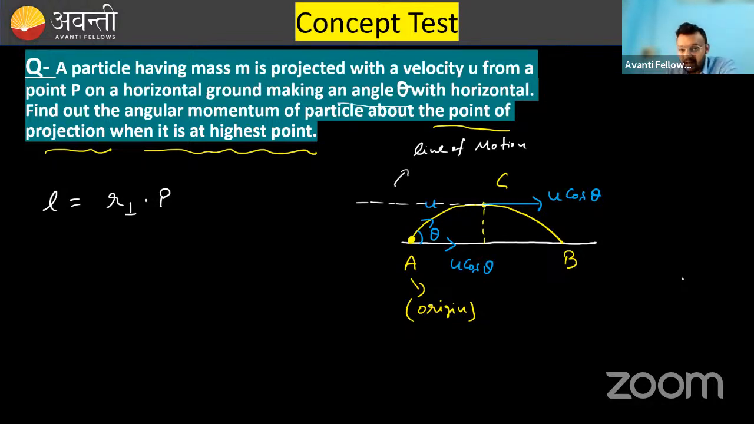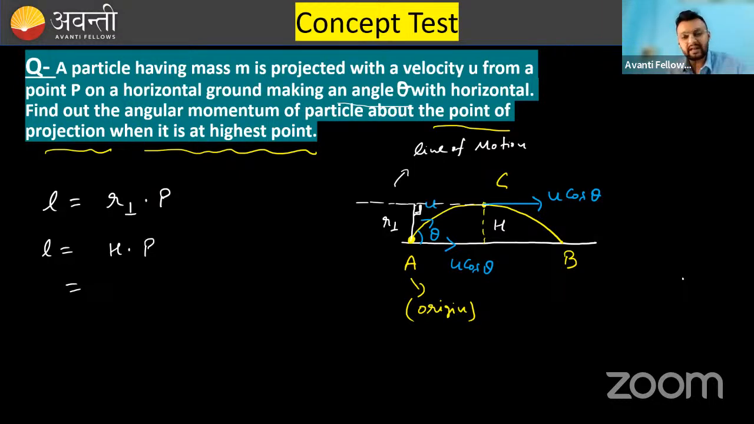So just draw a perpendicular on the line of motion from where? From the origin. If I draw a perpendicular like this, this is our R perpendicular. Can you see that this R perpendicular is nothing but the highest point, or the maximum height? So we can write, L is equal to H into P. H is what? Maximum height.